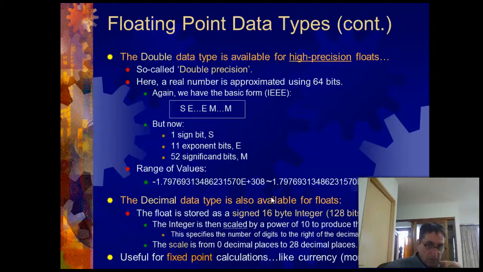And then the decimal data type is also available for floats. The float is stored as a signed 16-byte integer, 128 bits. The integer is then scaled by a power of 10 to produce the float. This specifies the number of digits to the right of the decimal point. The scale is from 0 decimal places to 28 decimal places. Useful for fixed point calculations like currency, money.